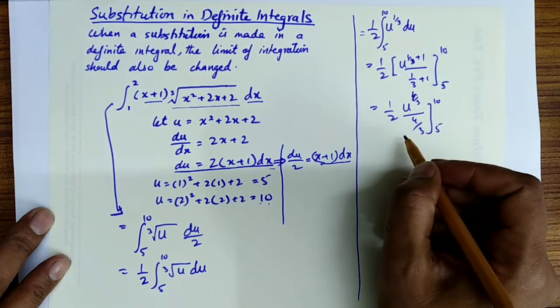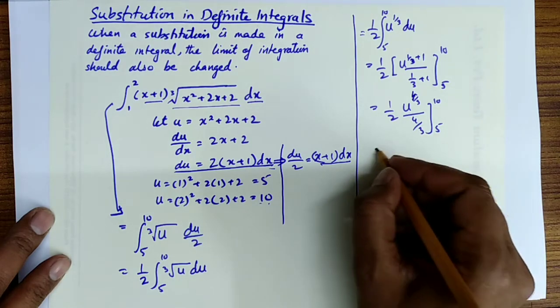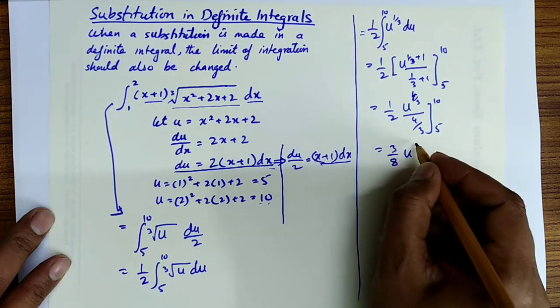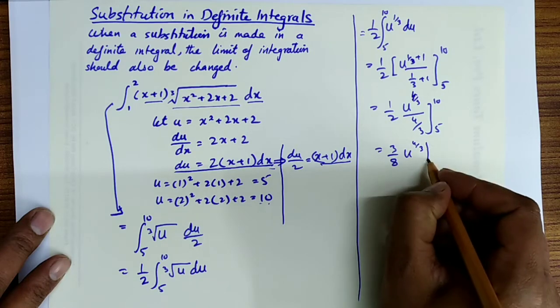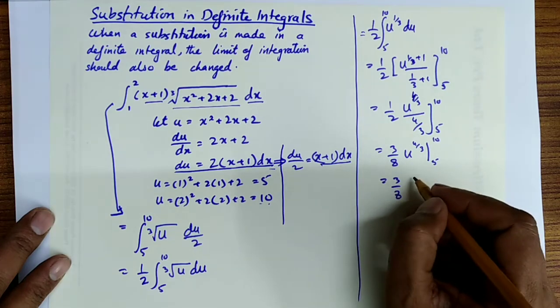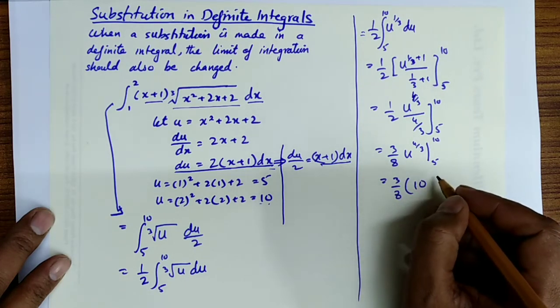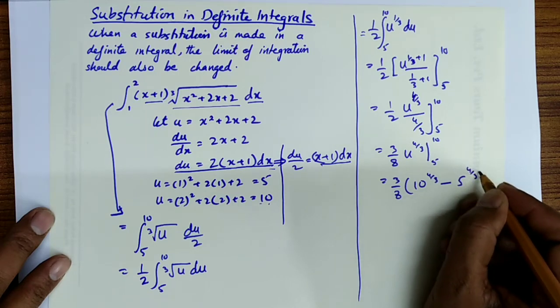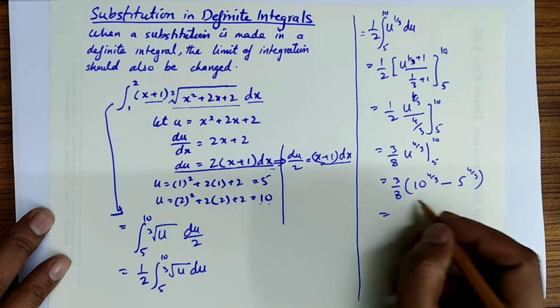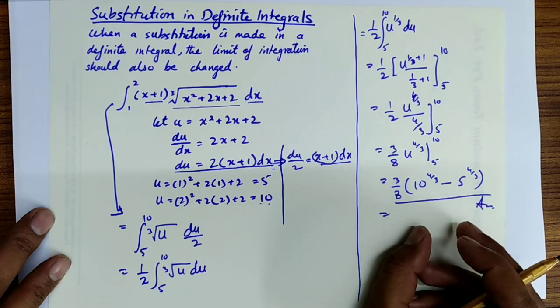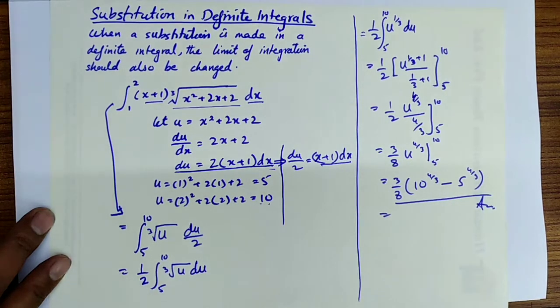Okay, now that gives, move this 4 upon 3 up here, that gives you 3 upon 8, u power 4 upon 3. You can put 10 and 5 individually now. 3 upon 8, that will give you 10 power 4 upon 3 minus 5 power 4 upon 3. So after solving this whole part, this is your answer, or you can simplify further, which will be the same. So keep it as an answer.